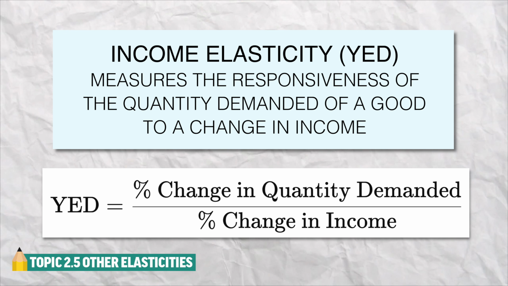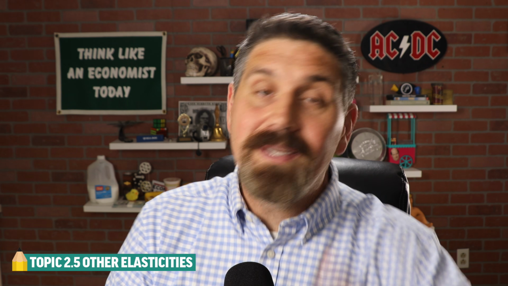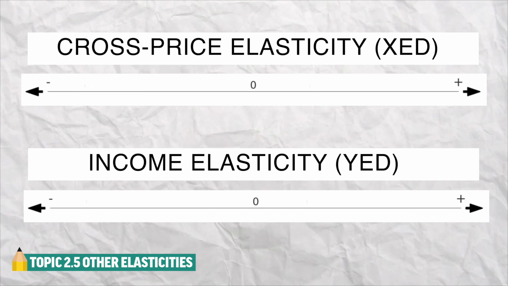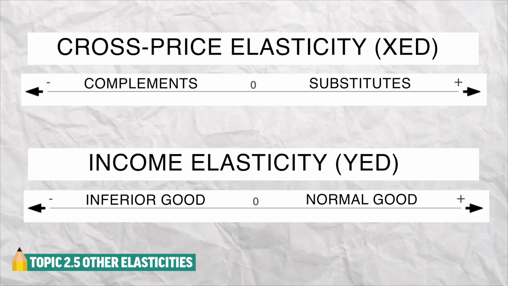If it's negative, it's an inferior good. Now be careful here. When we did elasticity of demand, we kind of ignored the sign. We looked at the absolute value. But when you're doing cross-price and income elasticity, the sign really matters. Make sure you know if it's positive or negative.